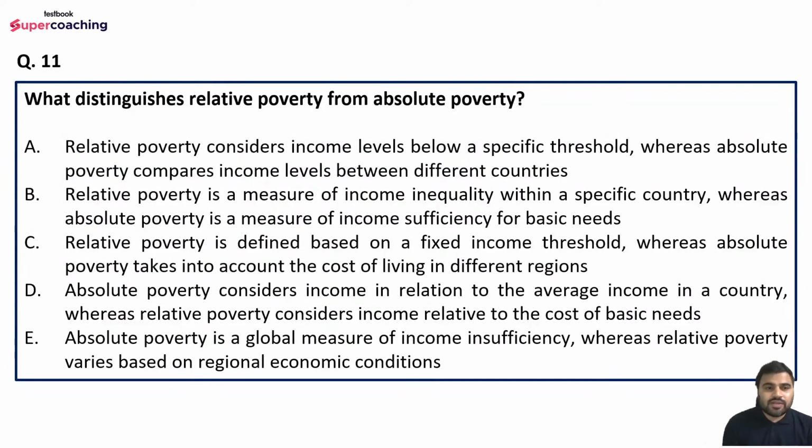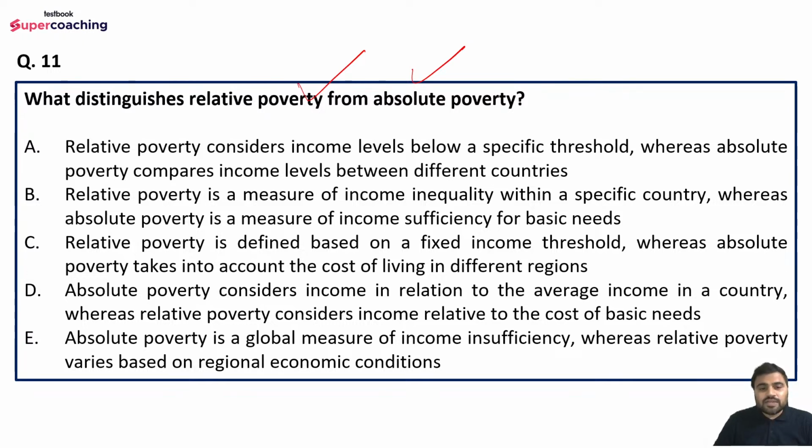Question number 11. What distinguishes relative poverty from absolute poverty? Tell me. What distinguishes relative poverty from absolute poverty? Options are: A, relative poverty considers income levels below a specific threshold, whereas absolute poverty compares income levels between different countries. Option number B, relative poverty is a measure of income inequality within a specific country, whereas absolute poverty is a measure of income sufficiency for basic needs.